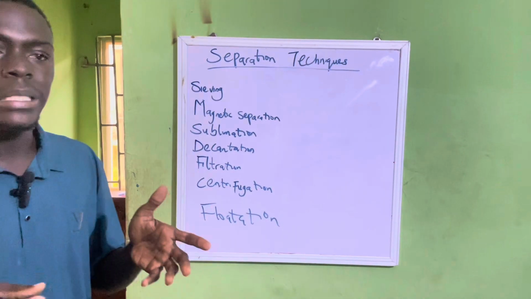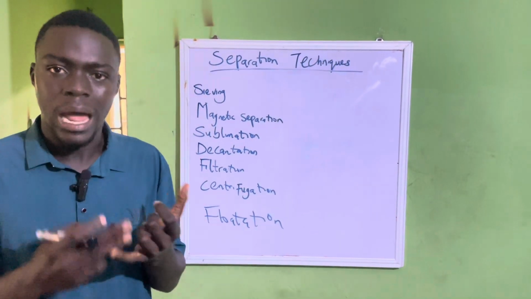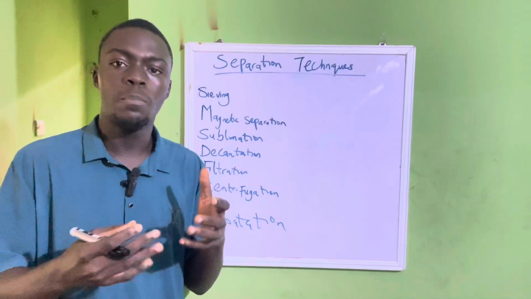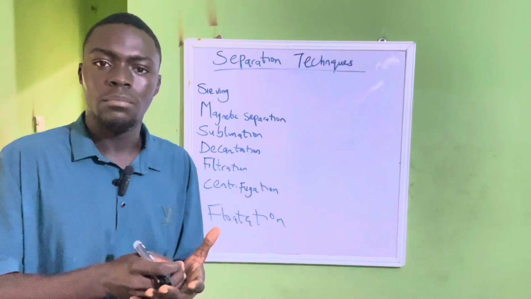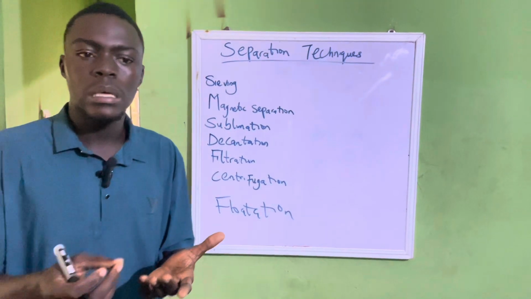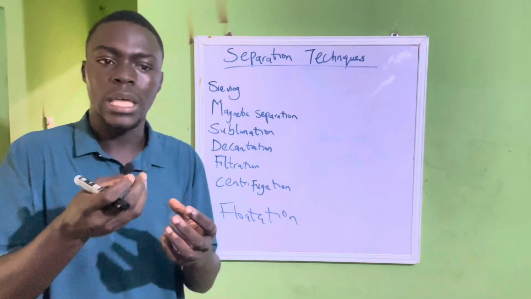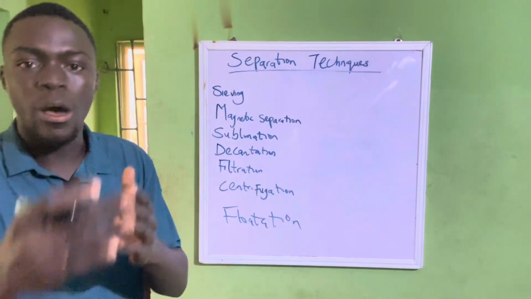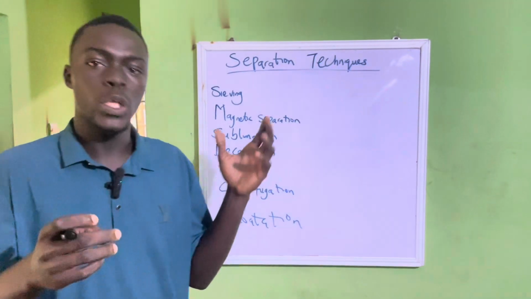Sieving is used if, one, they are all in the same phase, and two, if the phase is solid. So if we have solid particles that are mixed together and they have different shapes, or they are bigger or bigger in size than one another, you understand? Then you can use a sieve.